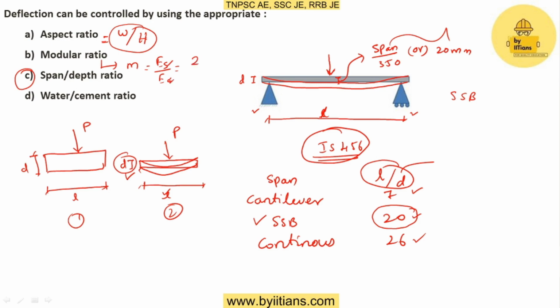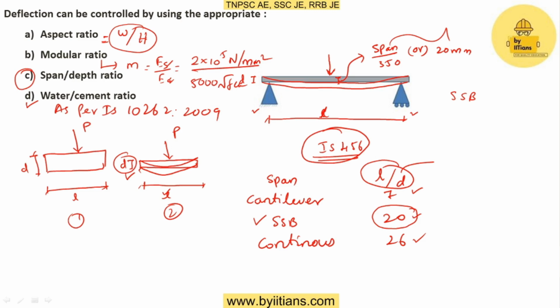So the value of Young's modulus of elasticity for steel is 2 into 10 power 5 Newton per millimeter square, and for Young's modulus of concrete is 5000 root of FCK. And the water cement ratio will be used in the design of mix concrete as per IS 10262 2009. So this is the thing.